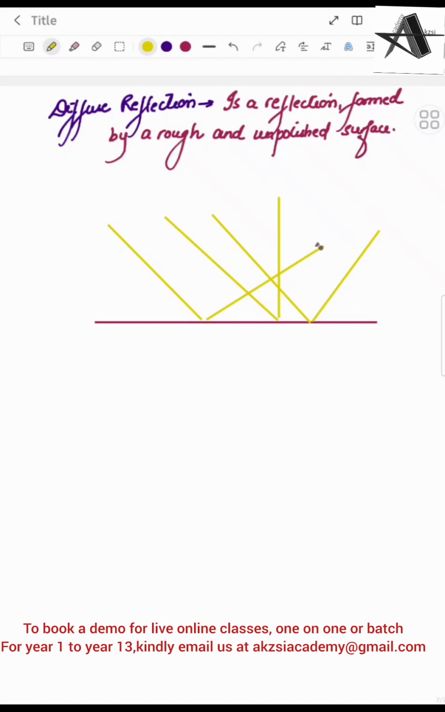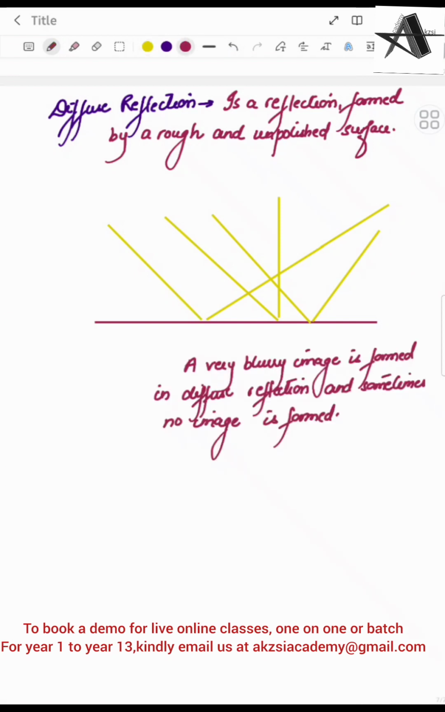Maybe these two rays are able to meet at one point, but other rays are not able to meet at a point. So what's happening is that all the reflected rays are not able to meet at a point, and in this case a very blurry image will be formed, and sometimes no image is formed at all.